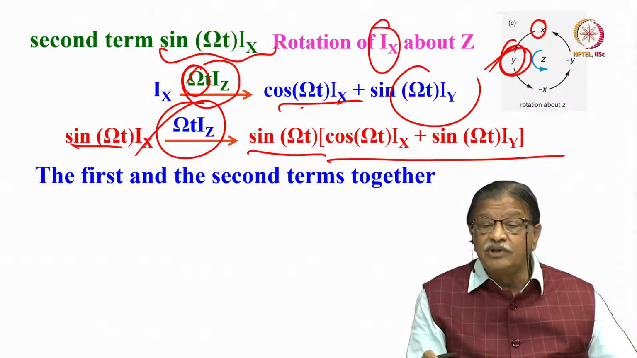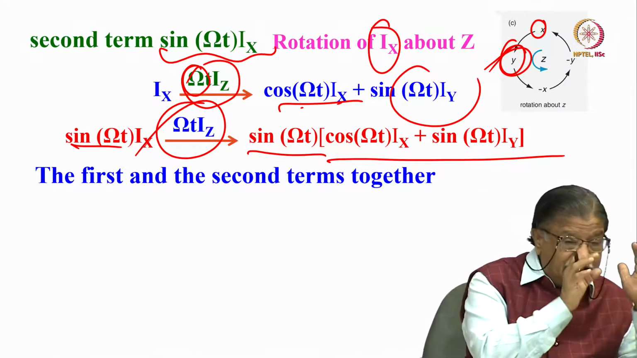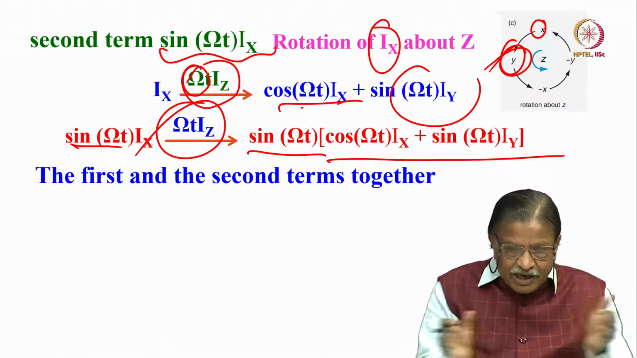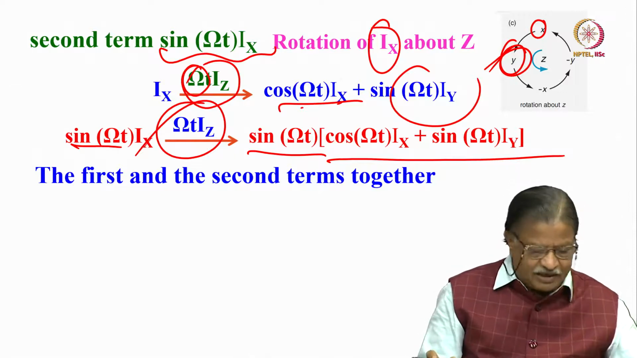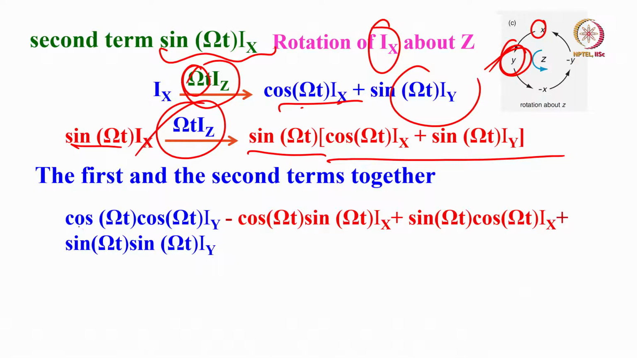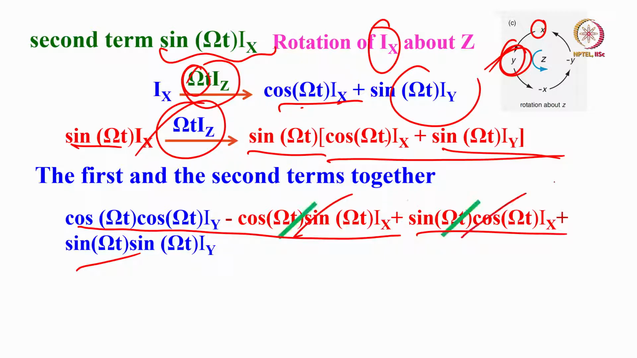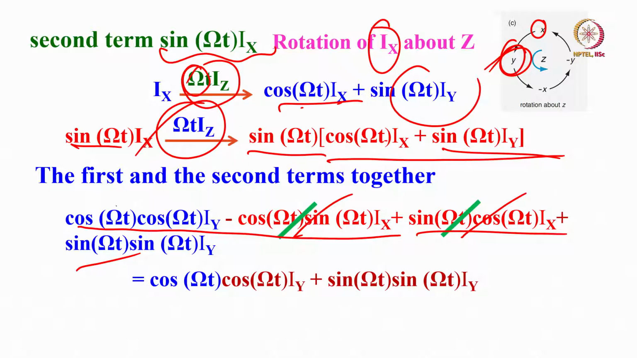Now we have to bring both the terms together. We have evaluated each of these terms individually. Now combine both of them and see what the effect is. This is the term you obtained in the first one. This is the term you obtained in the second one, sin omega t into cos omega t plus sin omega t into sin omega t into Iy. But interestingly, you can see the Ix term will cancel out, plus and minus. So what you are left with is cosine omega t into cosine omega t into Iy plus sin omega t into sin omega t into Iy.